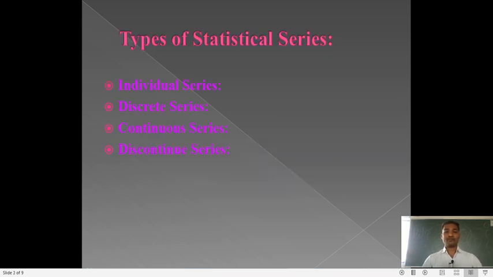Types of statistical data series. Basically, there are four types of statistical data series. Number first is the individual series. Number second is the discrete series. Number third is the continuous series, and number fourth is the discontinuous series. So we will see the definition of each type of data series and examples of each.